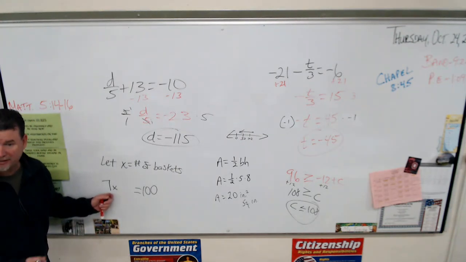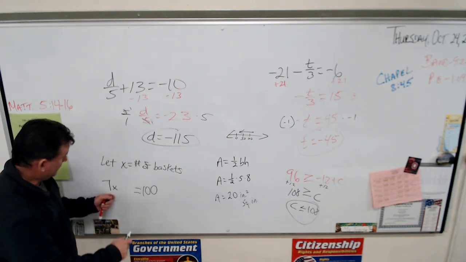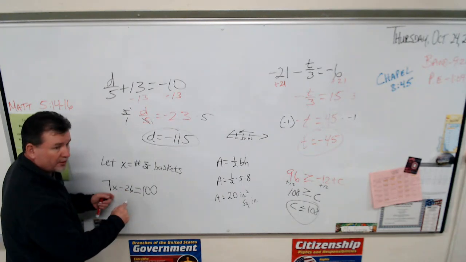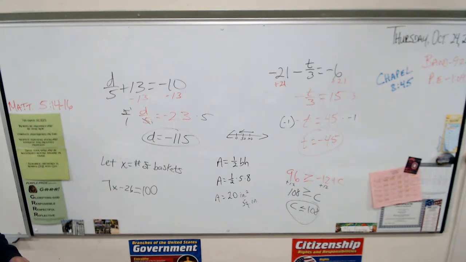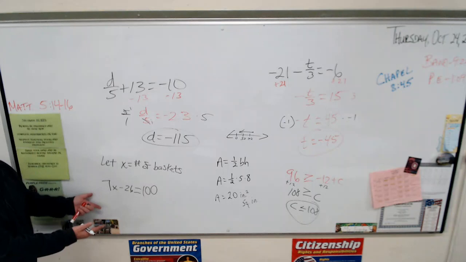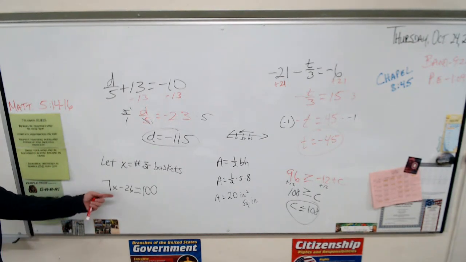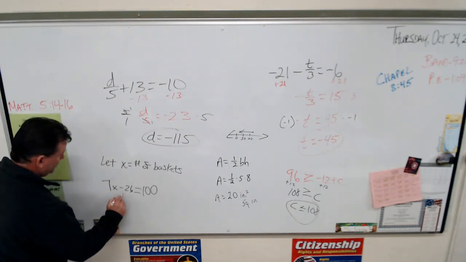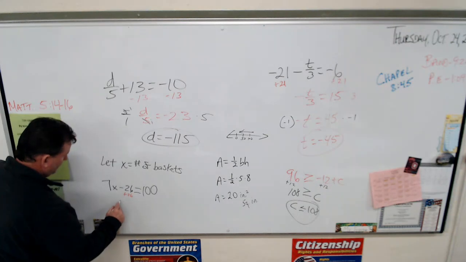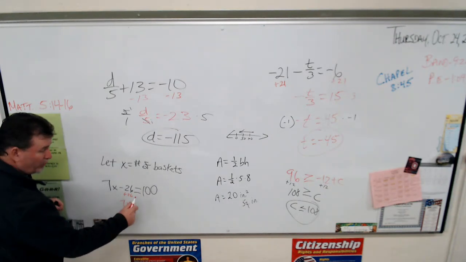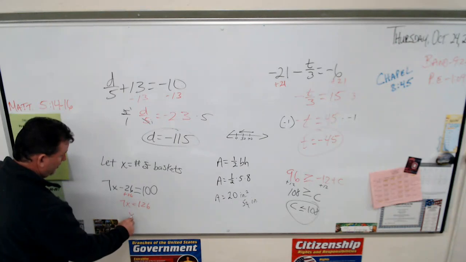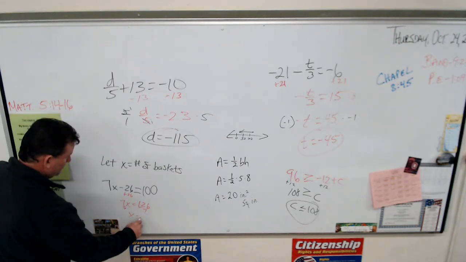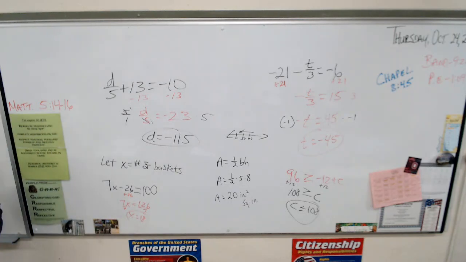I'm going to sell each basket for $7, but don't forget, you have to subtract $26 because you had to spend that to make the baskets. You sure? There's my equation. All I do is get rid of the 26 and divide by 7. Add 26. 18 baskets. I got 7x over here. Add 26. Divide both sides by 7. We sold 18 baskets.